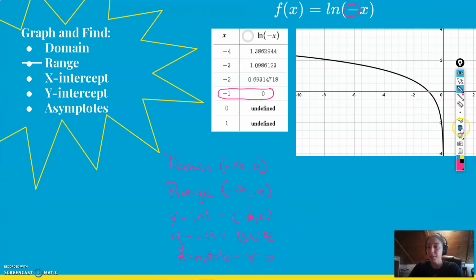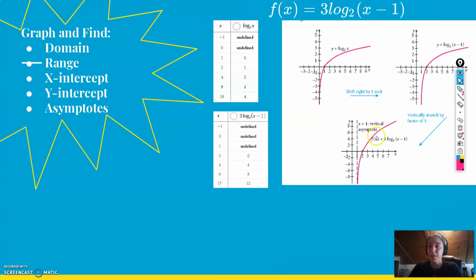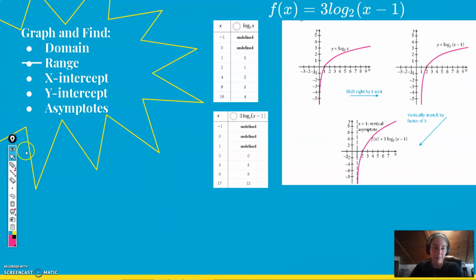Okay, let's see one more example. Let's see some vertical, horizontal magnitude shifts here. Let me move my pen. Okay, so what if now we were asked to find the domain, range, x-intercept, y-intercept, and asymptotes for f of x equals 3 log base 2 of x minus 1.